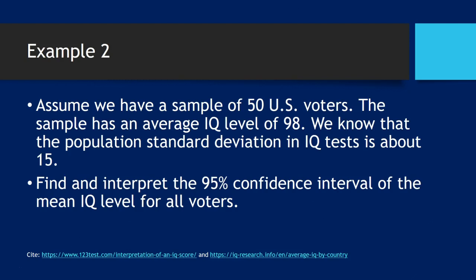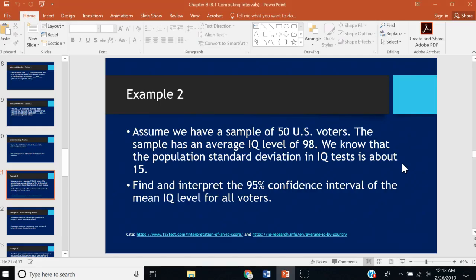So here's what I'd like you to do. I'd like you to push pause and find and interpret the 95% confidence interval of the average IQ level for all voters in the United States. All right, so hopefully you went and did that. Now, I am going to use the calculator on this one, and I'll display the calculator this one time.